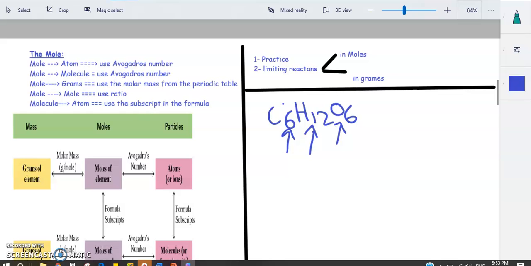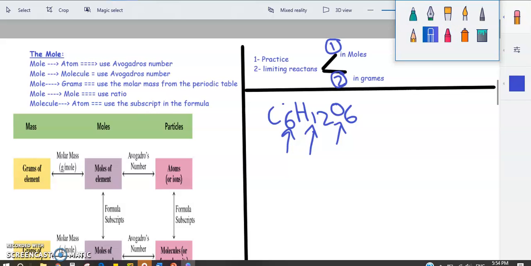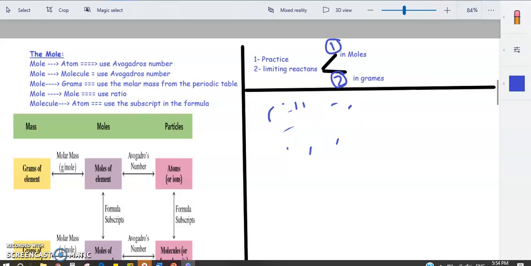but today we will practice so we can refresh our memories. And we also will do another topic that's called limiting reactants or the limiting reactant. We'll talk about how to calculate it if it's in mole, which would be easy, and if it's in grams, which would be kinda not easy. We'll see. So let's start practicing.